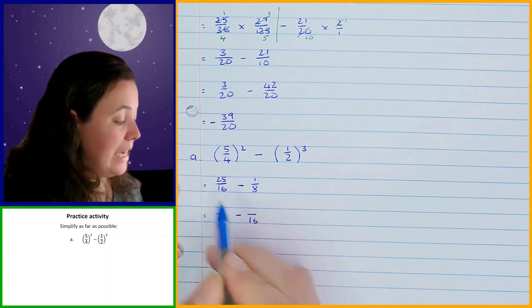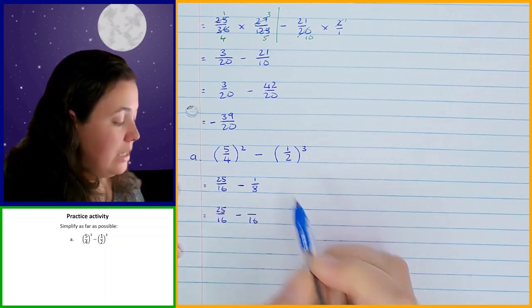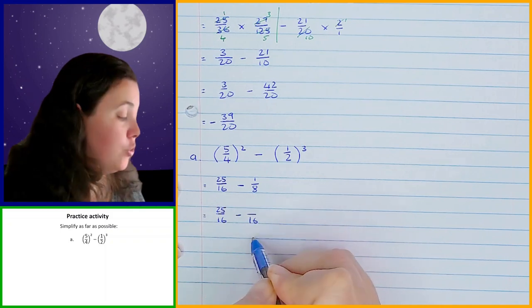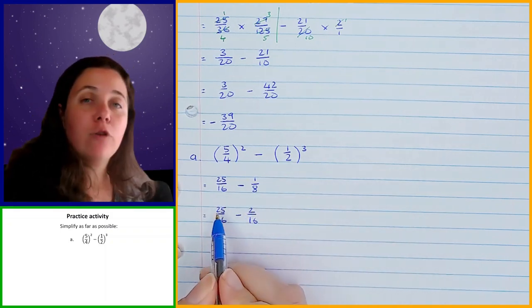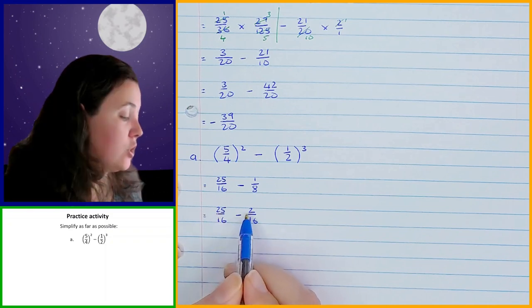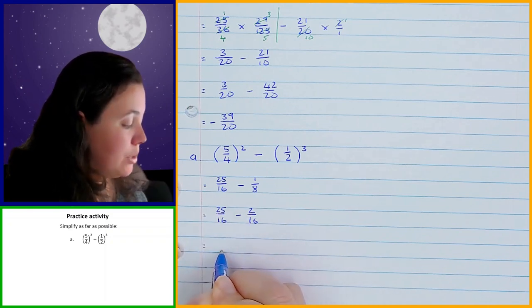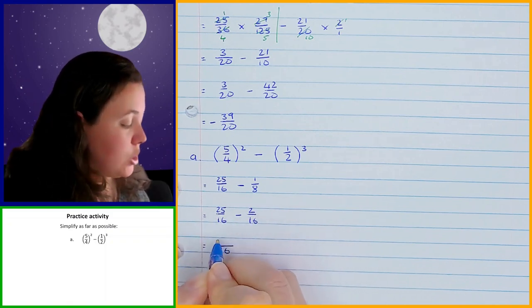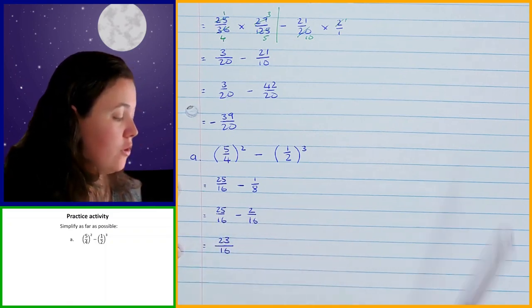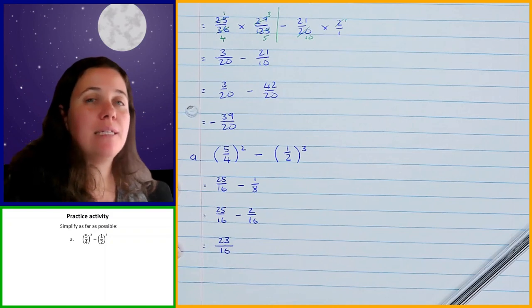That's going to stay 25 over 16. But this one, I need to multiply 8 by 2, so I'm going to multiply the top by 2 as well, giving me 2 over 16. So now I've got 25 over 16 minus 2 over 16. I keep the denominator the same, and I subtract the numerators, giving me 23. So that's what you should have got for question A, 23 over 16.